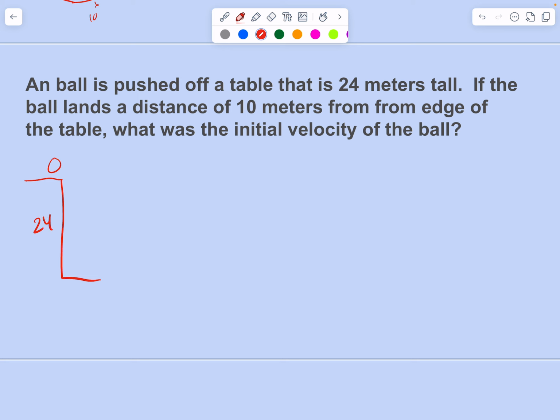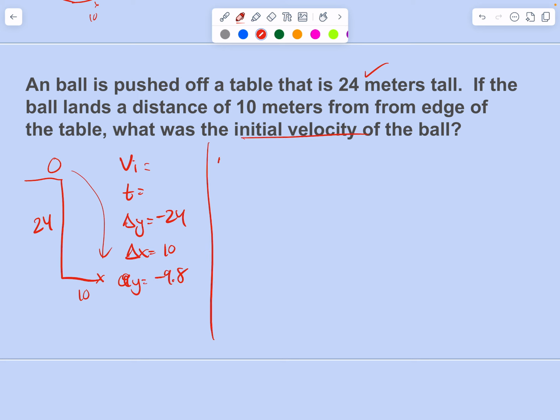We have 24 meters is our height, how tall it is, and it falls 10 meters away for X marks the spot. We do not know our initial velocity. We do not know our time. We know our change in y is negative 24. We know our change of x is 10. And we know our a of y equals negative 9.8. So once again, I need to find the time.